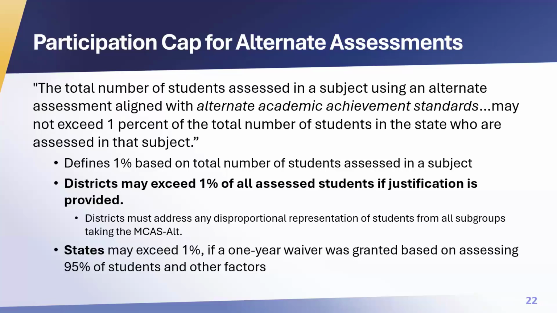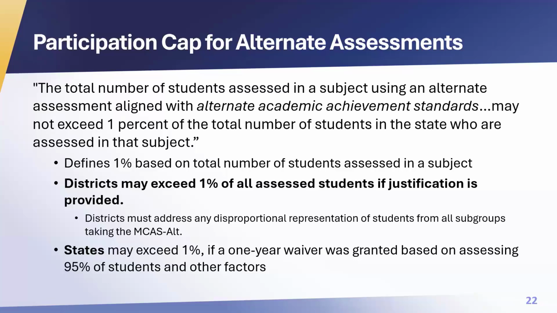So you'll receive a lot of documentation from the department, from DESE, about how we're working towards meeting the 1% cap. Again, we have to document that we're providing training and information to schools about what we call our new definition for students with the most significant cognitive disabilities. Only these students will be eligible to take the alternate assessment.